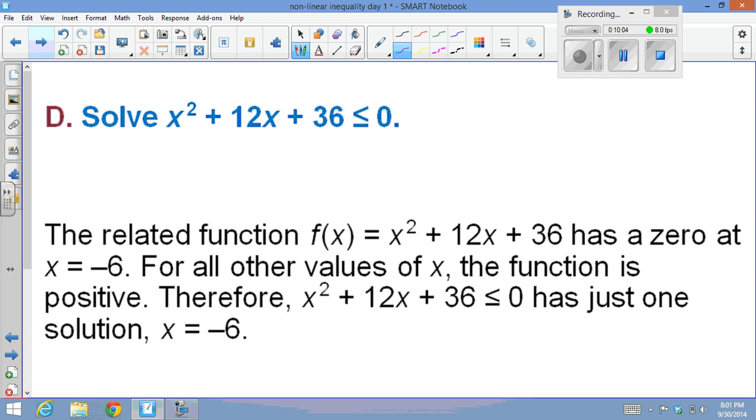Now this is the same situation, except now I want to know when this parabola is less than or equal to 0. I'm using the word parabola here, but I'm really just talking about the numbers on the x-axis. So when is it going to be less than or equal to 0? Well, it's never going to be less than 0. The only time it's going to be equal to 0 is at -6. So that's my only solution, when x equals -6.